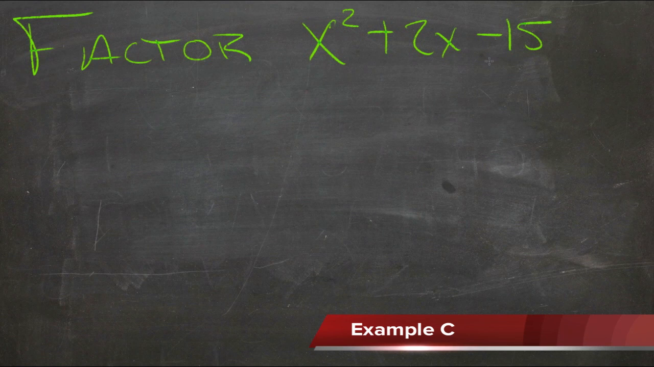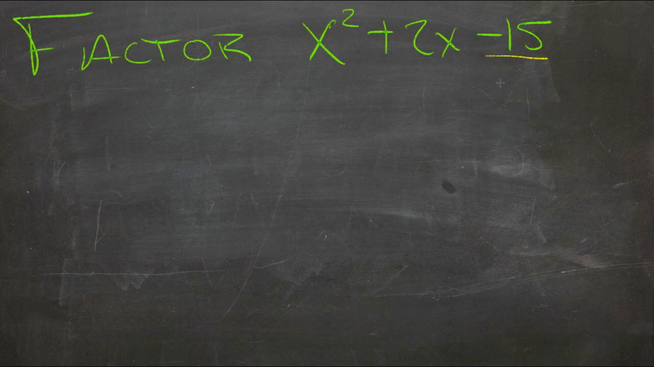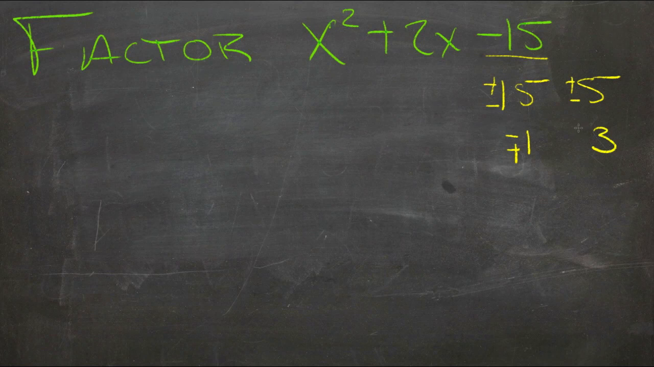Now the difference here is the last term has the negative coefficient. So now, instead of having two numbers with the same signs that multiply to be our last term, we need to have opposite signs. So we could have, say, 15 and 1, but we'd have to have positive 15, negative 1, or negative 15, positive 1. Neither of those combinations add up to 2. We could have 5 and 3. We could have positive 5 and negative 3, or negative 5 and positive 3, as long as the signs are different.